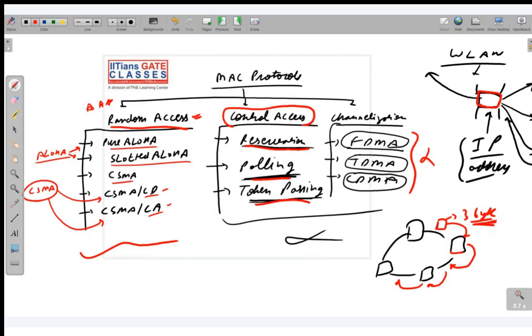Whoever wants to send data can send the data. Next point: this means a station can send data whenever it wants, because nobody is controlling now. Whenever a station wants to send data, it can send. That is the basic meaning. So now imagine a scenario. Take a snapshot. I will jump to the next slide.